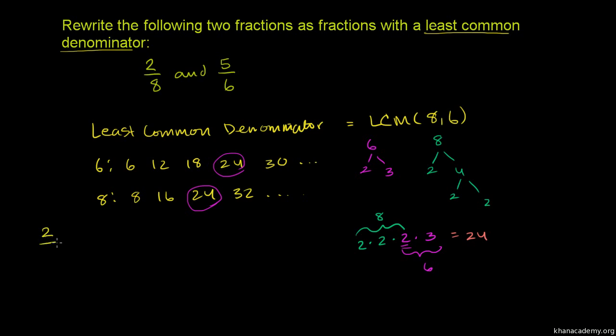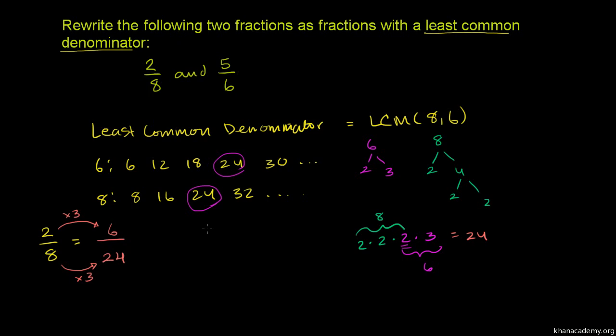So I'll start with 2 over 8. And I want to write that as something over 24. Well, to get the denominator to be 24, we have to multiply it by 3. 8 times 3 is 24. And so if we don't want to change the value of the fraction, we have to multiply the numerator and the denominator by the same thing. So let's multiply the numerator by 3 as well. 2 times 3 is 6. So 2/8 is the exact same thing as 6/24ths.